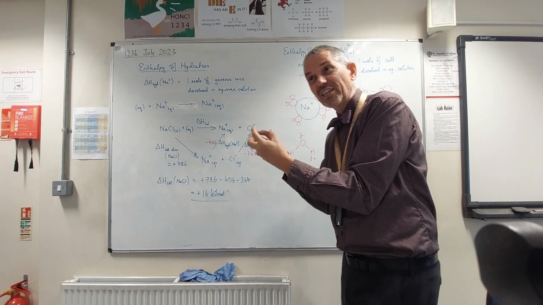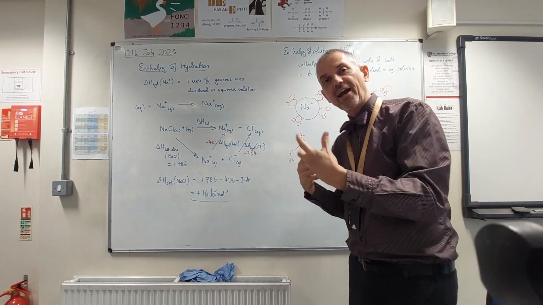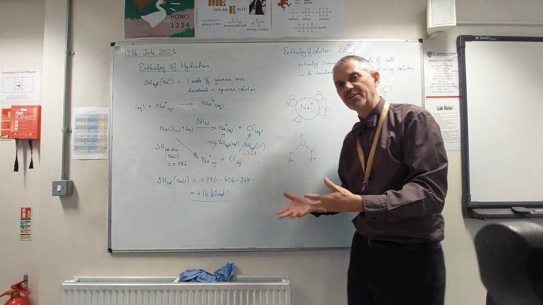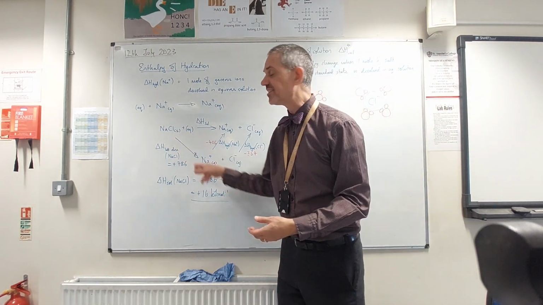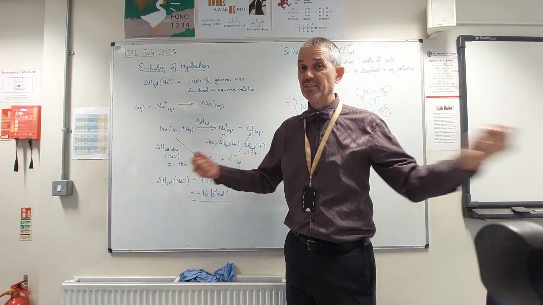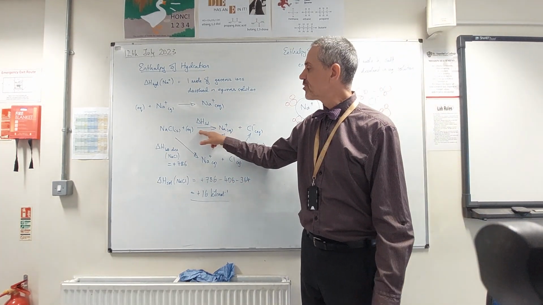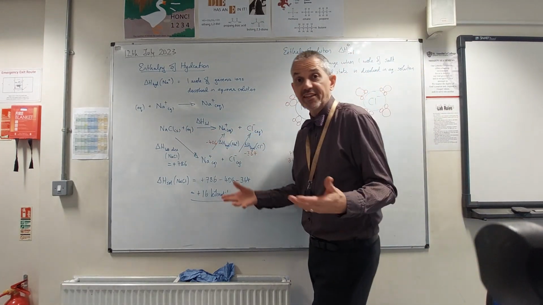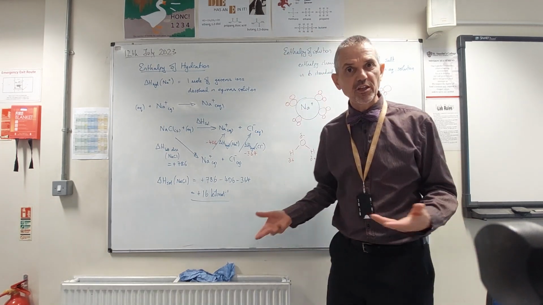But that attraction between the positive ion and the delta minus negative oxygen releases a bit of energy. So hydration enthalpy is always going to be delta H negative, it's always going to be exothermic, and lattice dissociation is always going to be endothermic. We always have to put energy in to break a lattice because we're breaking bonds, which means that enthalpy of solution is going to be kind of the difference between the two, and that accounts for why some things are soluble and some things are insoluble.